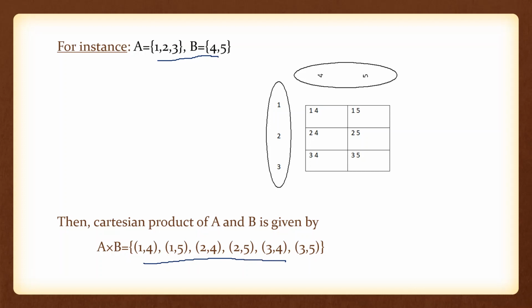These ordered pairs should be there when we are defining any Cartesian product, when A is something and B is something. I hope it is clear now. So let's move further.